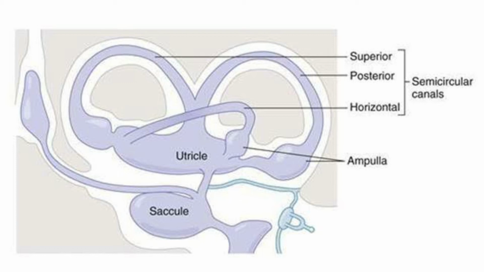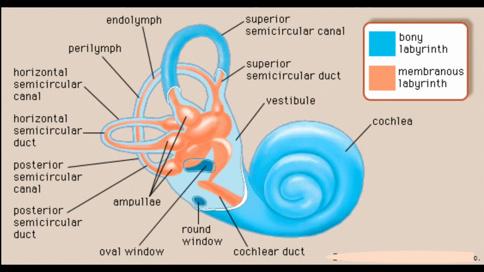There are three semicircular canals angled at right angles to each other, which are responsible for dynamic balance. The cochlea is a spiral shell-shaped organ responsible for the sense of hearing. So these structures together create the membranous labyrinth. The bony labyrinth refers to the bony compartment, contained within the temporal bone, which contains the membranous labyrinth.